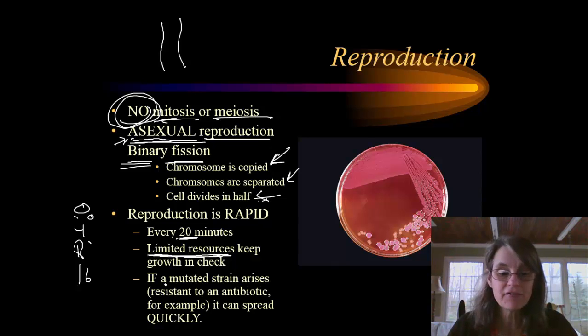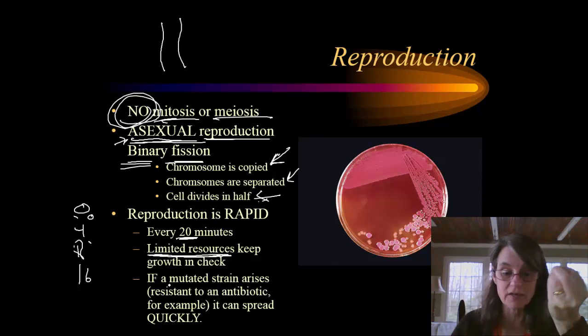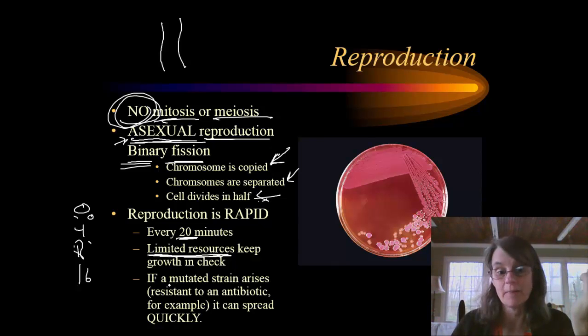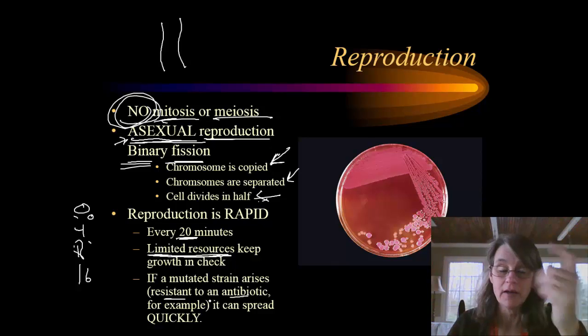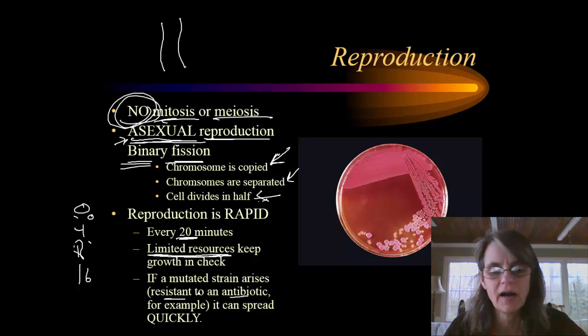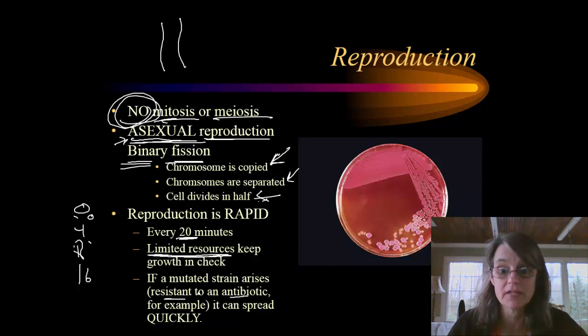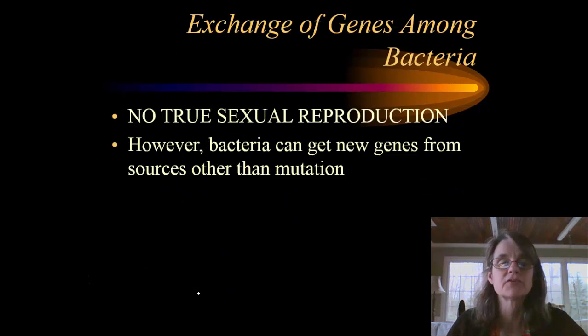But if a strain arises that can take advantage of some unique environmental situation, like maybe it is resistant to an antibiotic that is supposed to kill it, then that bacteria can spread really quickly. That's why antibiotic-resistant bacteria can be really dangerous, because they can take advantage of that environmental situation, okay?